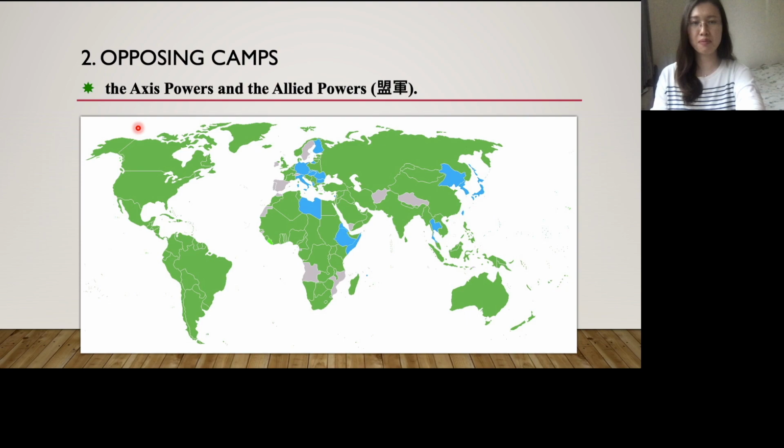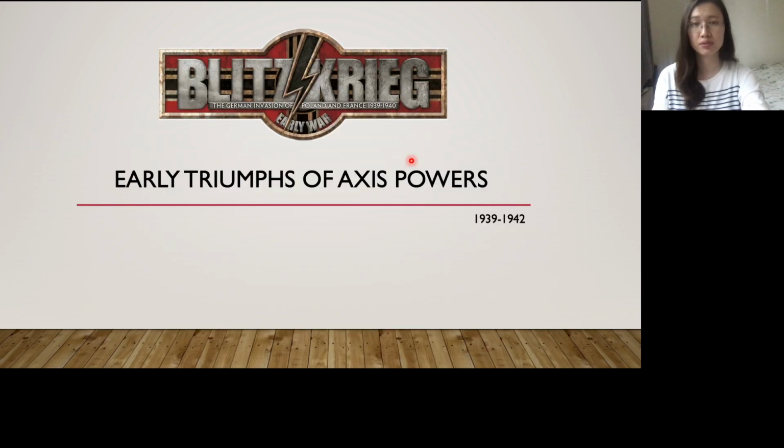And also from this map, you can see most of the powers actually belong to the Allied powers. So firstly, the early triumph of the Axis powers from 1939 to 1942. From this, the title of the topic is obvious: in the first few years, Hitler and his Axis powers were taking an advantageous position in the war.